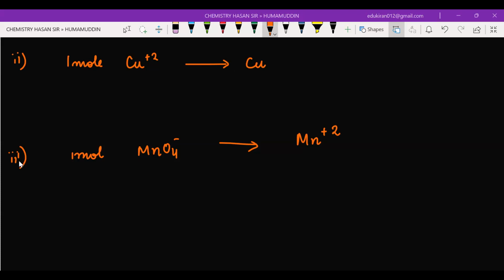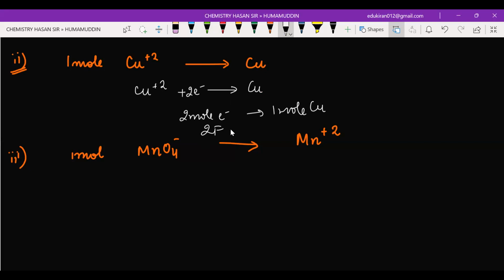Any answer for the third one? For the second one, Humamuddin. Very good. So I'm going to show you, Cu plus 2 converts itself into Cu solid only when it gains 2 electrons. And 2 electrons is 2 mole electrons. That will give you 1 mole copper, and 2 mole electrons means 2 Faraday.